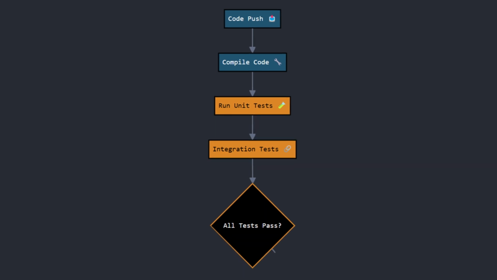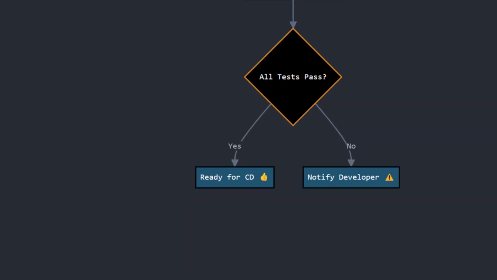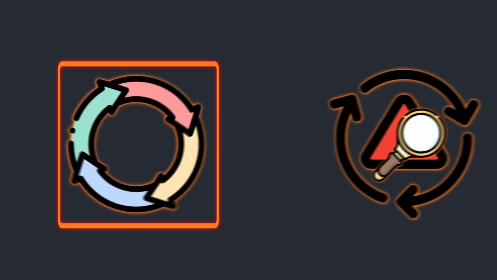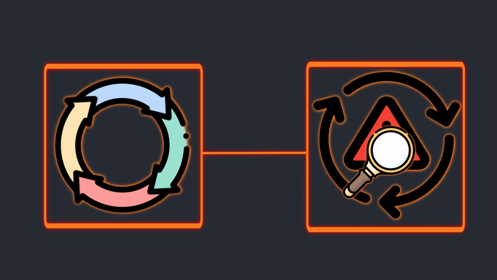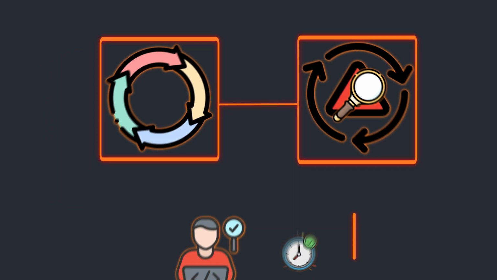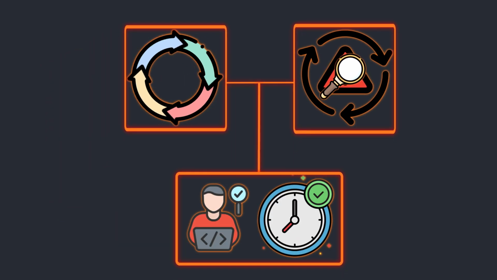If anything fails, you are immediately notified. This rapid feedback loop means bugs are caught early before they can cause bigger problems down the line. It's like having a team of tireless testers working 24/7 on your code.